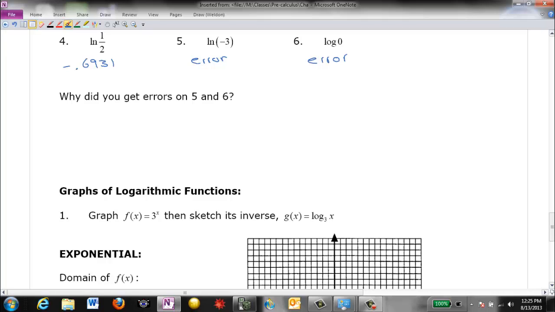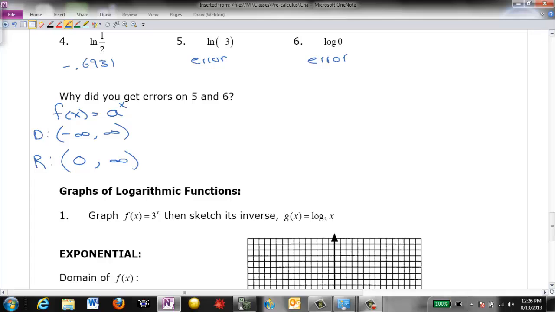Recall back in section 3.1, if we had a function f of x equals a to the x, a basic exponential function, we found that the domain of that function was all real numbers. We can put anything we want in for x, but what we can get out was a little bit restricted. We could not get anything out that was negative or 0. So it was up to, but not including 0, up to infinity, so any positive real number.